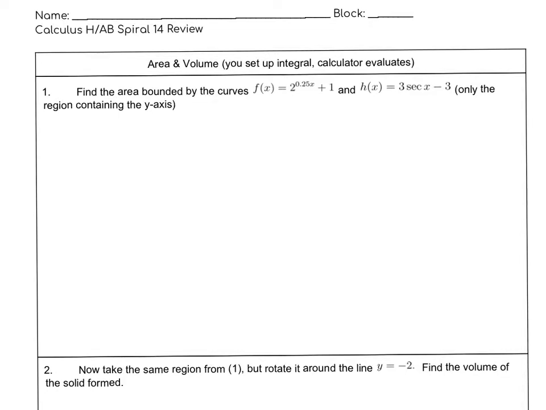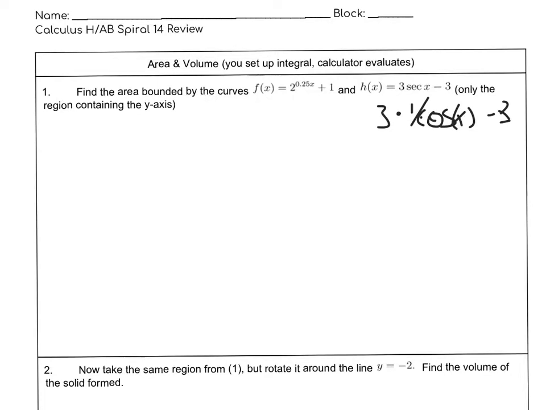And for our first one, we're looking at 2 to the 0.25x plus 1 and 3 secant of x minus 3, which by the way on your calculator you're going to have to write as 3 times 1 divided by cosine of x, and then minus 3 in order to get that to show up, because there's no secant button on your calculator. Okay, I'm going to graph these things, press pause while I do that, and then see where these intersections are.